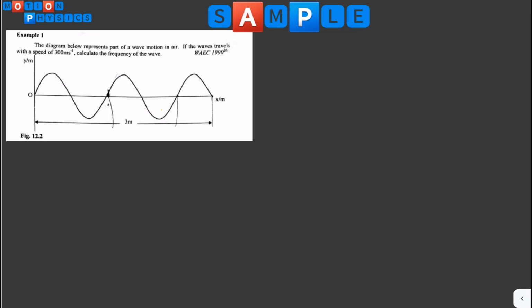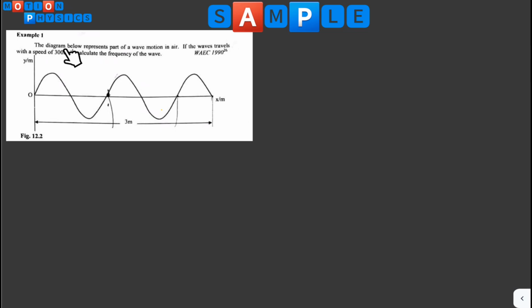This was their extract. So the question says, the diagram below represents parts of wave motion in air. If the wave travels with a speed of 300 meters per second, calculate the frequency of the wave.